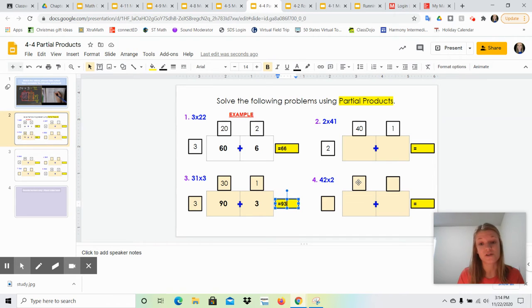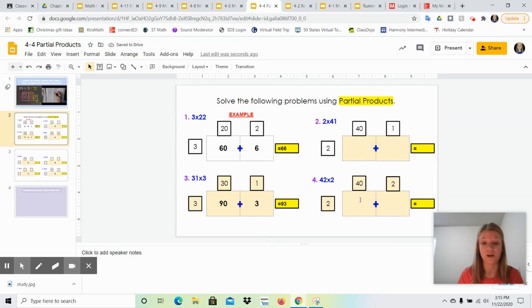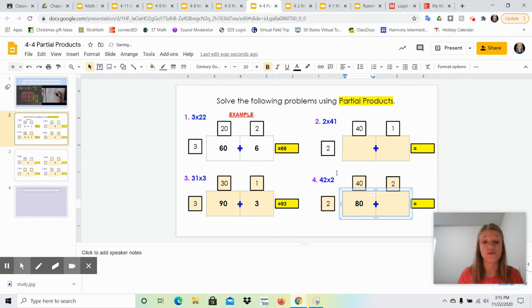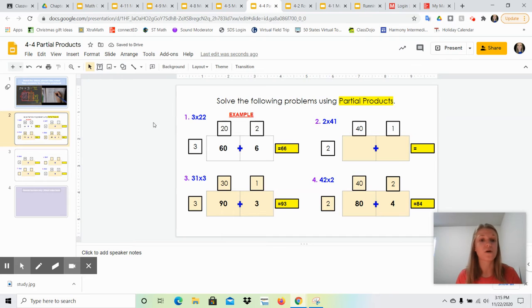42 is my 2-digit number, so I have to break that apart into its place values. So I'm going to say it real slow, 42. And then I'm multiplying this by 2. So time to multiply. 2 times 40 is 80, and 2 times 2 is 4. So when I add 80 and 4, I get 84. Voila. So partial products can be used with any multiplication problem that we're doing. If there's 3 digits, you'll have 3 boxes. If there's 4 digits, you'll have 4 boxes, and you'll just break apart each of those place values and multiply by our single-digit number.